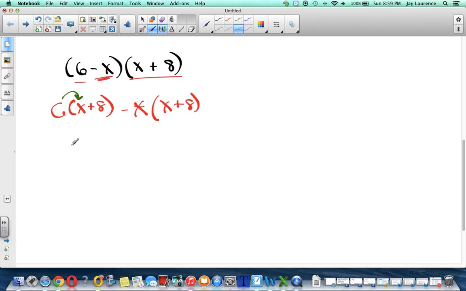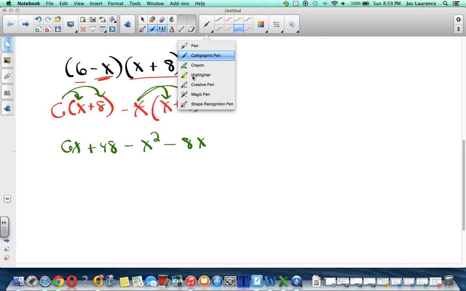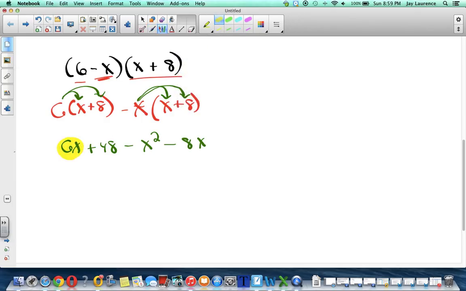6 times x will be 6x. 6 times 8 will be a positive 48. And then I'm going to distribute a negative x. Remember, x times x is x squared, so I'm going to have a negative x squared. And then negative x times 8 will be a negative 8x. Now, you're used to the like terms being in the middle of the problem, but however, in this case, they're here. And notice that 8 is negative, very important.